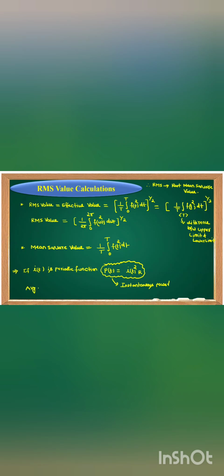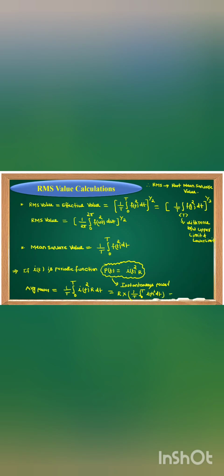Then average power equals 1 by T integral 0 to T, i(t) whole square into R into dt. This is the average power. Here R is constant, so R into 1 by T integral 0 to T, i(t) whole square into dt.